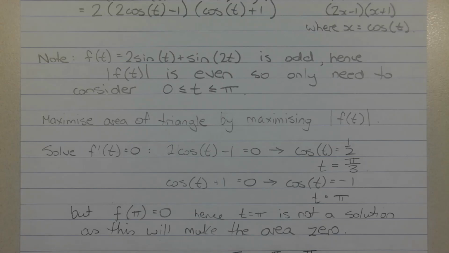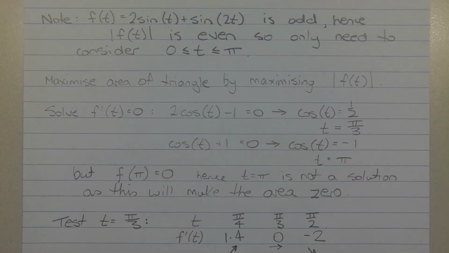Now the next thing to take note of is that f of t is equal to 2 sine t plus sine 2t, and this is an odd function. Hence, the absolute value or the magnitude of f of t is even. So we only need to consider values of t greater than or equal to 0 and less than or equal to pi. And whatever result we get there, we can replicate that for values of t between negative pi and 0. So we're going to maximize the area of the triangle by maximizing the absolute value of f of t. And we're going to do that by solving f dash of t equals 0.